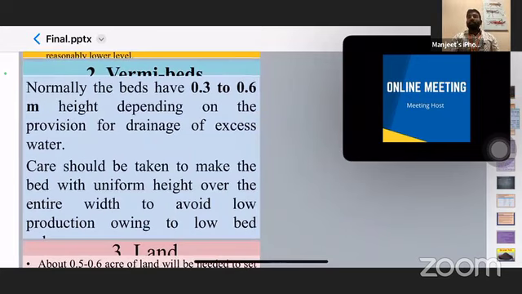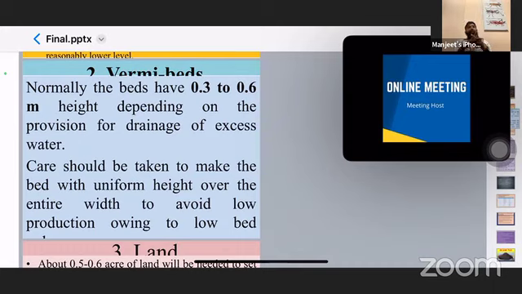Shade is very necessary because worms are very sensitive microorganisms, because direct sunlight is not good for worms. So for that we need a shed.